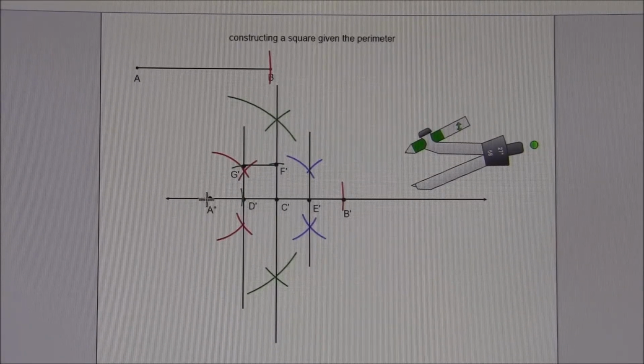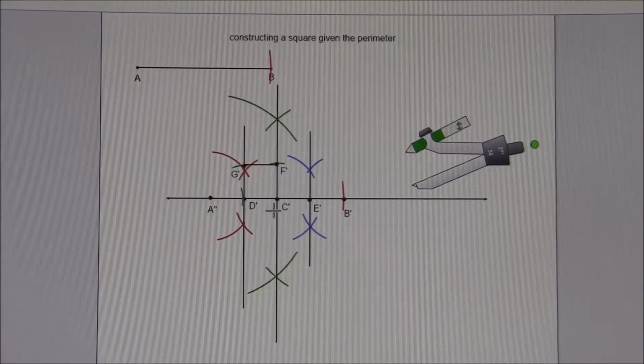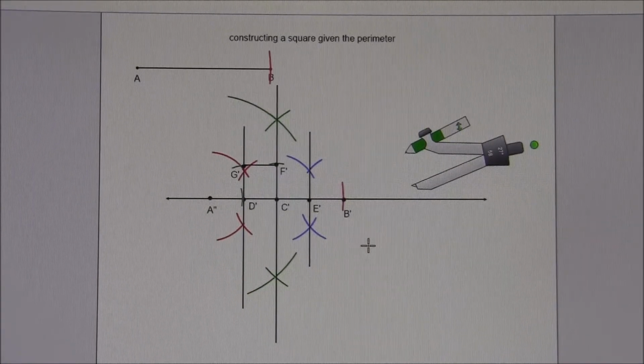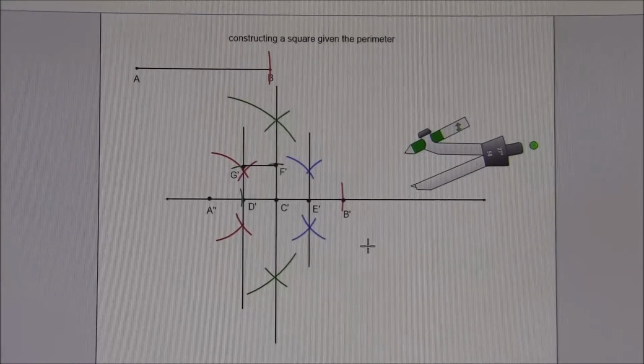As you see, A prime D prime is the same as D prime C prime, which is the same as C prime F prime, and F prime G prime. They're all the same distance. But if you add F prime G prime, G prime D prime, D prime C prime, C prime F prime, if you add these four sides, they should give you the length from A to B, or A prime to B prime. This is how you construct a square given a perimeter.